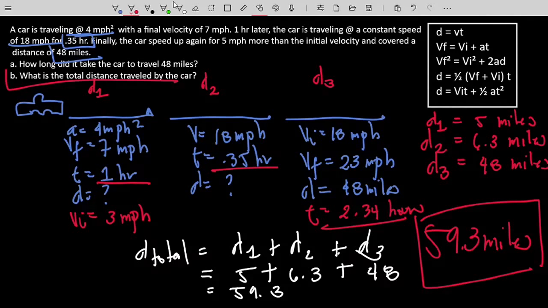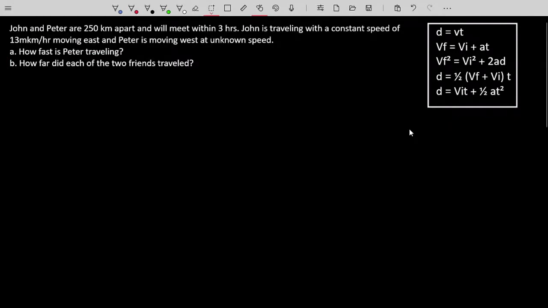Now let's try to have another example. For this example, John and Peter are 250 kilometers apart, and will meet within 3 hours. John is traveling with a constant speed of 13 kilometers per hour, moving east, and Peter is moving west at an unknown speed. First, how fast is Peter traveling? B. How far did each of the two friends travel?